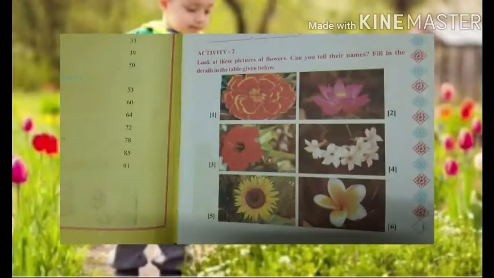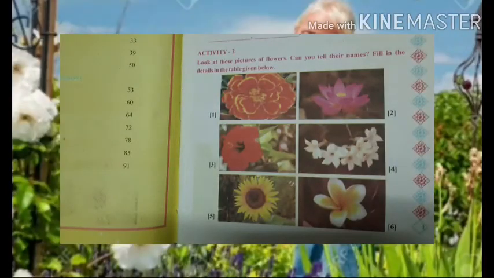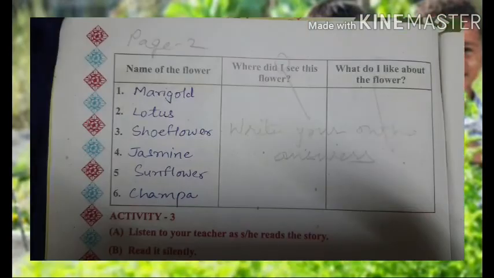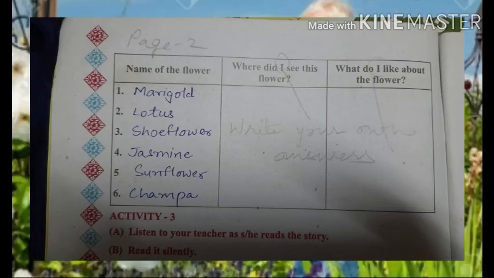Can you tell the names? Fill in the details in the table given below. Below is on the next page. So you have to look at the flowers and name the flowers and write the names in the table given below. So which is the first flower?